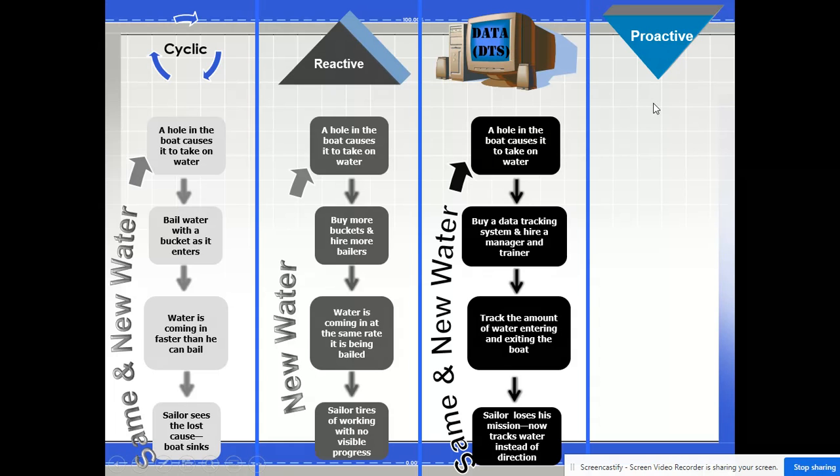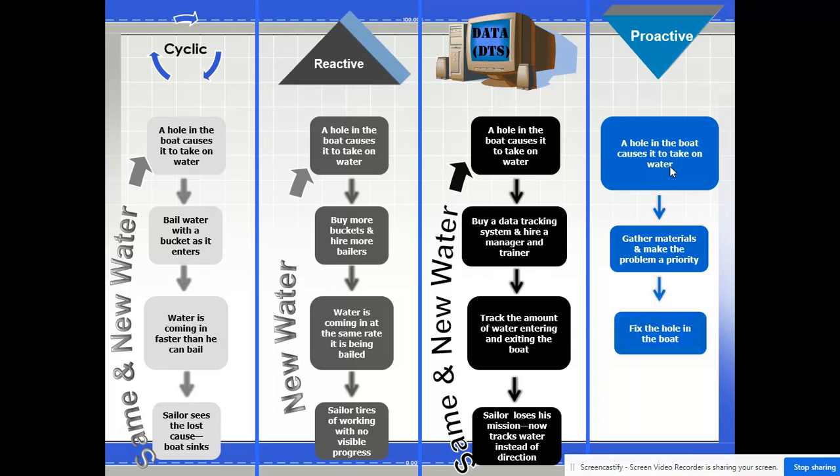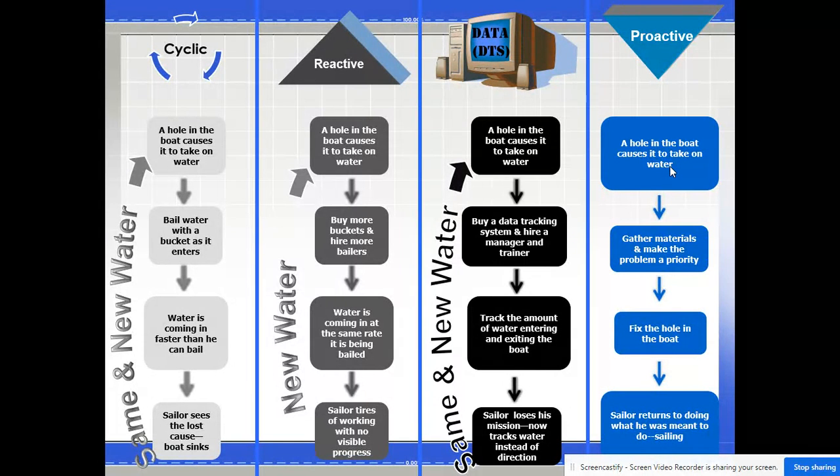So now let's look at proactive. There's a hole in the boat, causes it to take on water. You gather materials and make the problem a priority. You fix the hole in the boat, and then the sailor returns to doing what he is meant to do, and that is sailing.